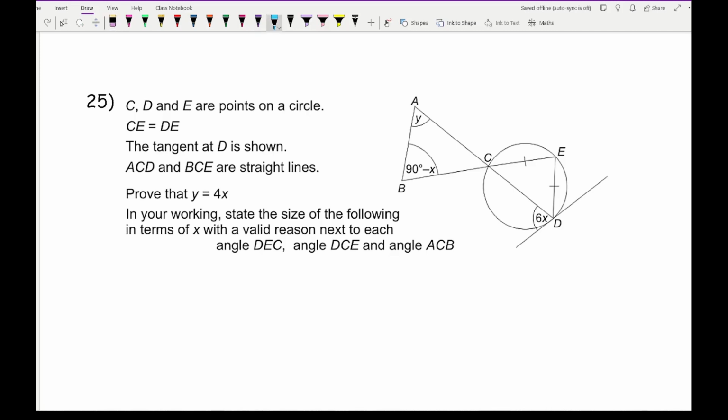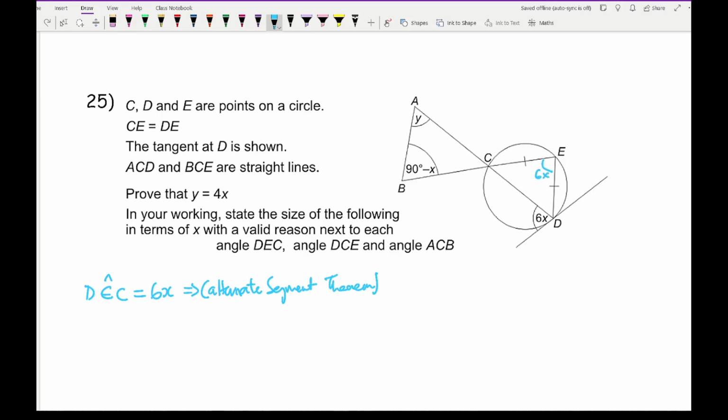So the reason why we've been told that it's a tangent is because we can therefore use, as the radius is not used, the alternate segment theorem. So angle DE, or so I say DEC, is going to be equal to 6x, and the reason for that is because of the alternate segment theorem. So this angle here is 6x.